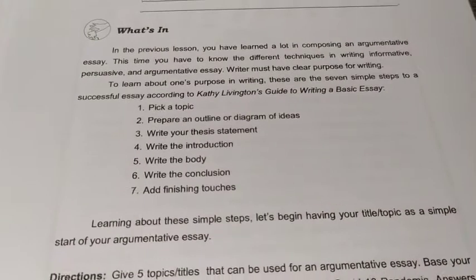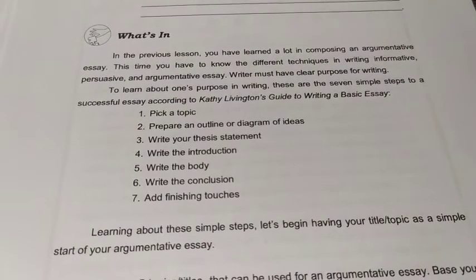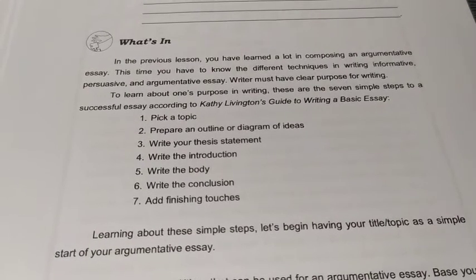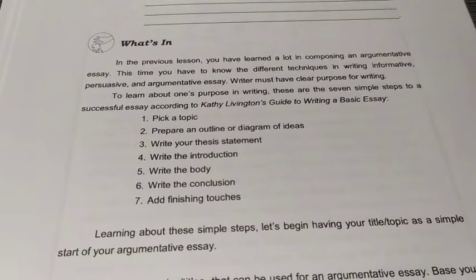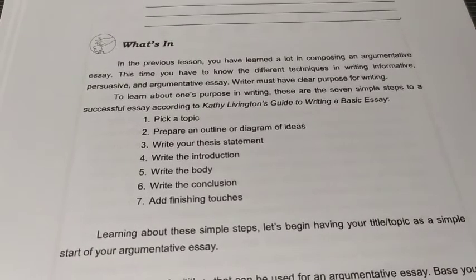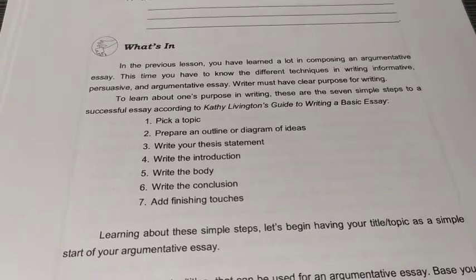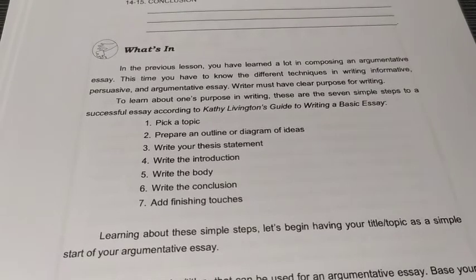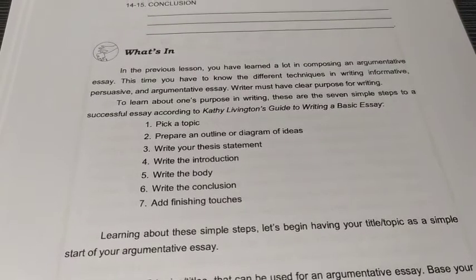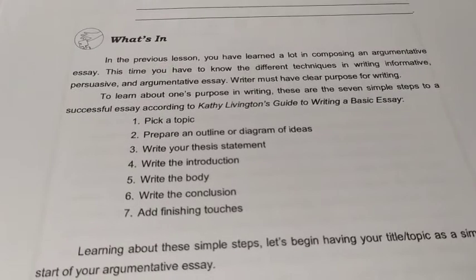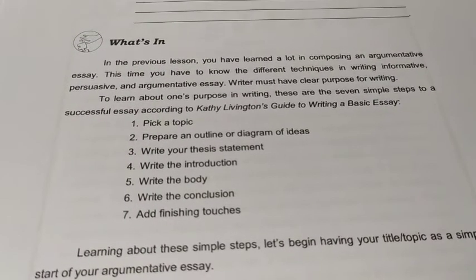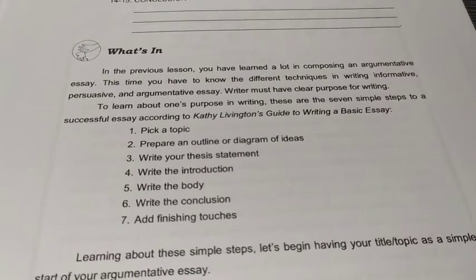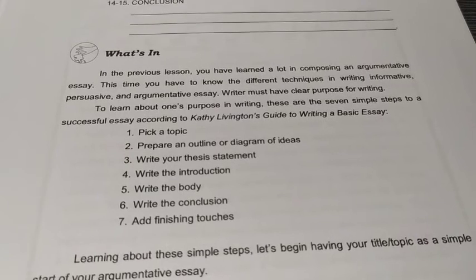In the previous lesson, you learned a lot in composing an argumentative essay. This time, you have to know the different techniques in writing informative, persuasive, and argumentative essays. A writer must have a clear purpose of writing. To learn about one's purpose in writing, these are the 7 simple steps to a successful essay according to Kathy Livington's Guide to Writing a Basic Essay. The first one, pick a topic, prepare an outline or diagram of ideas, write your thesis statement, write the introduction, write the body, write the conclusion, add finishing touches.